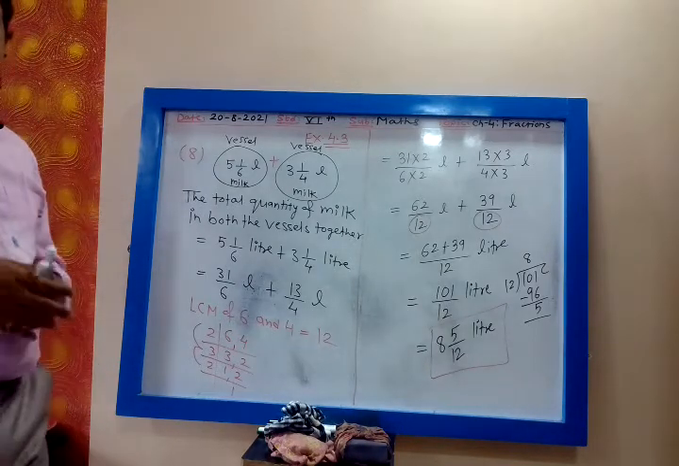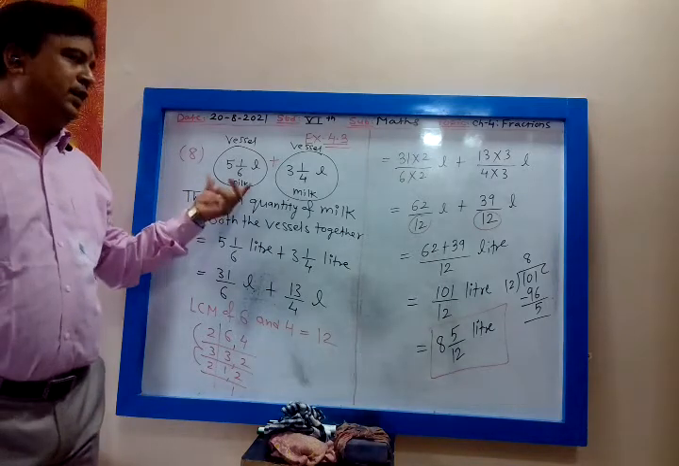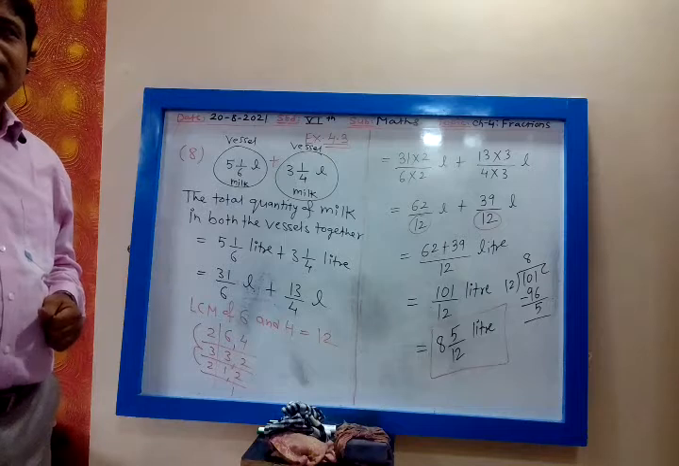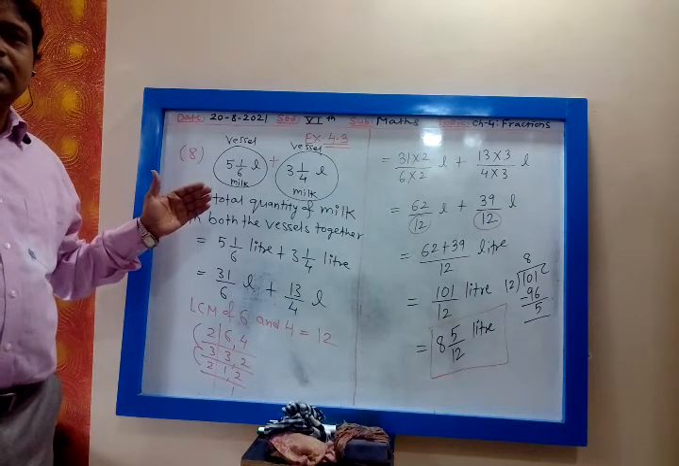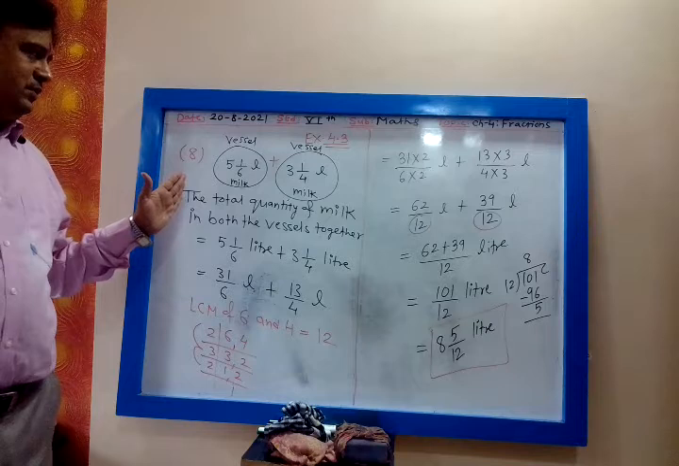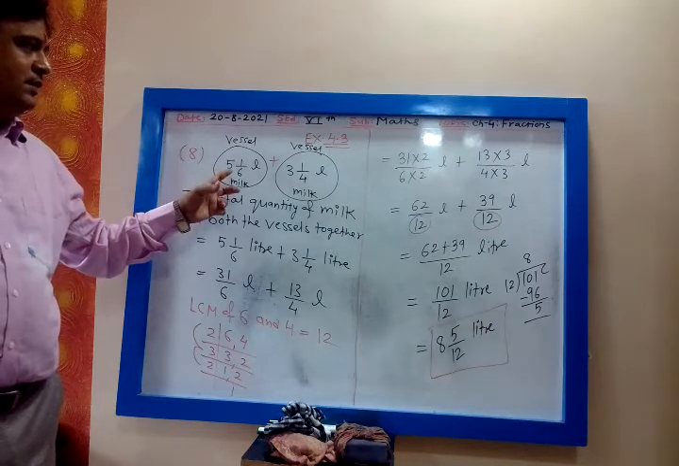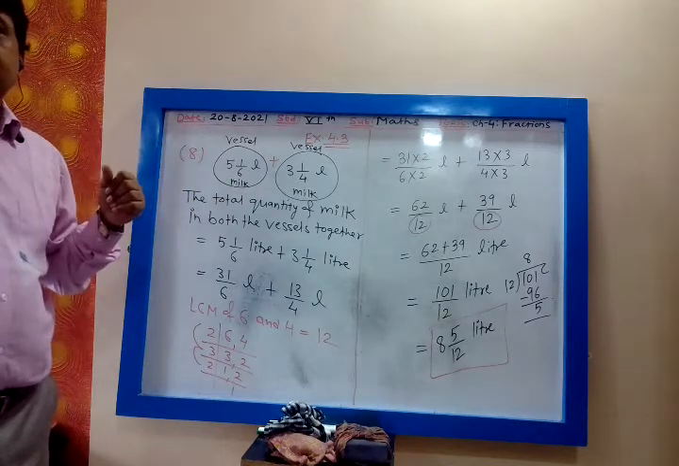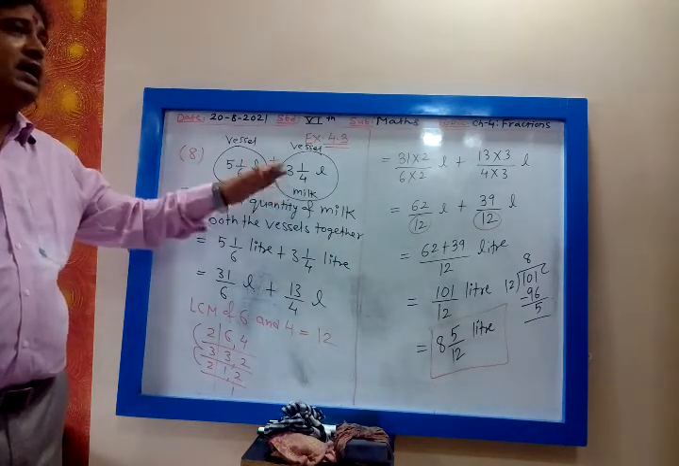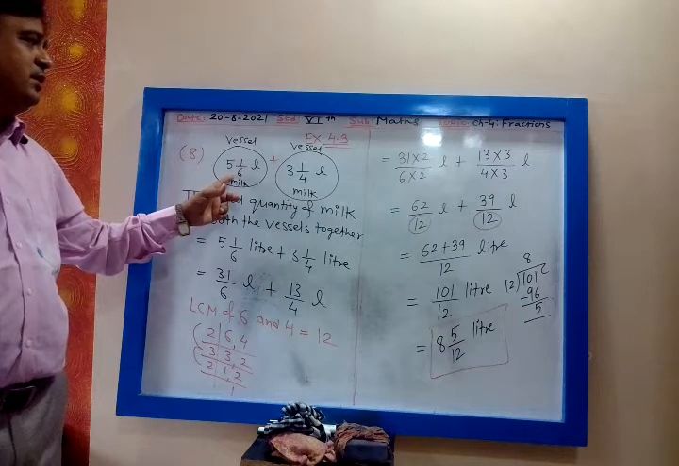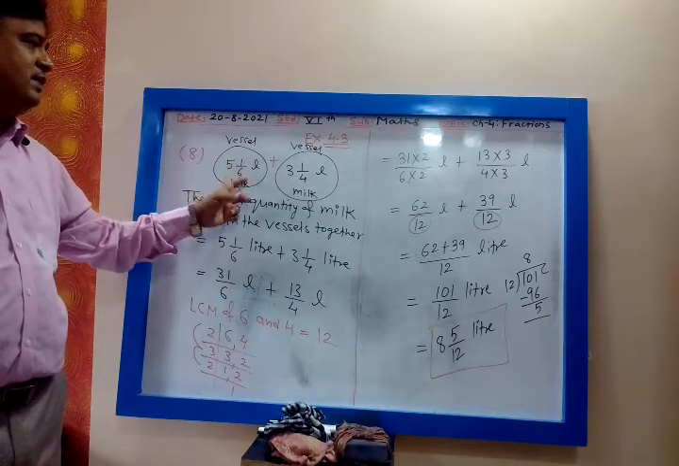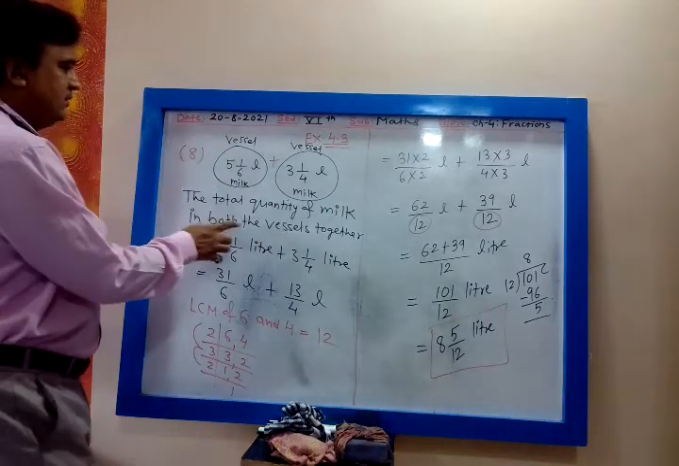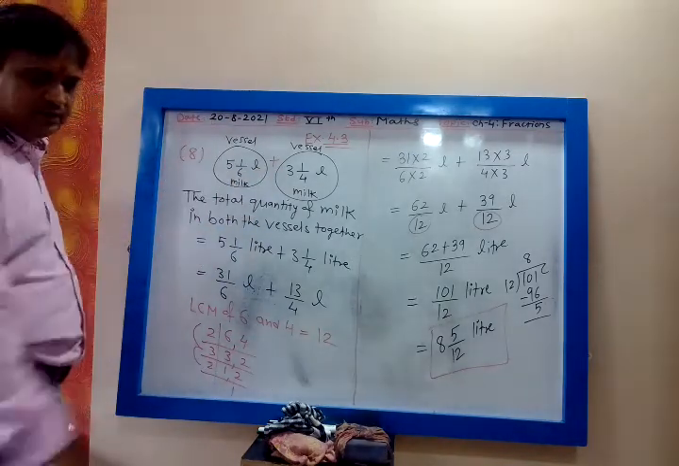Now suppose the question is: which vessel has more quantity of milk? Then, in that case, by how much? By how much means you have to subtract. Which vessel has more quantity of milk, by how much? Vessel 1 has more quantity of milk, and that will be 5 1/6 minus 3 1/4. To find by how much. Here it was together, total quantity, so we have added.